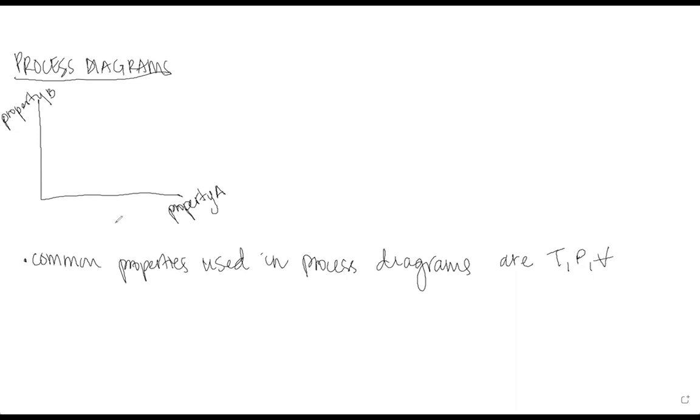We have these property diagrams, and then we're going to plot our system where we have some initial state 1, and then we have final state 2, so initial state and final state, and then we have a process path. So this is our process path.